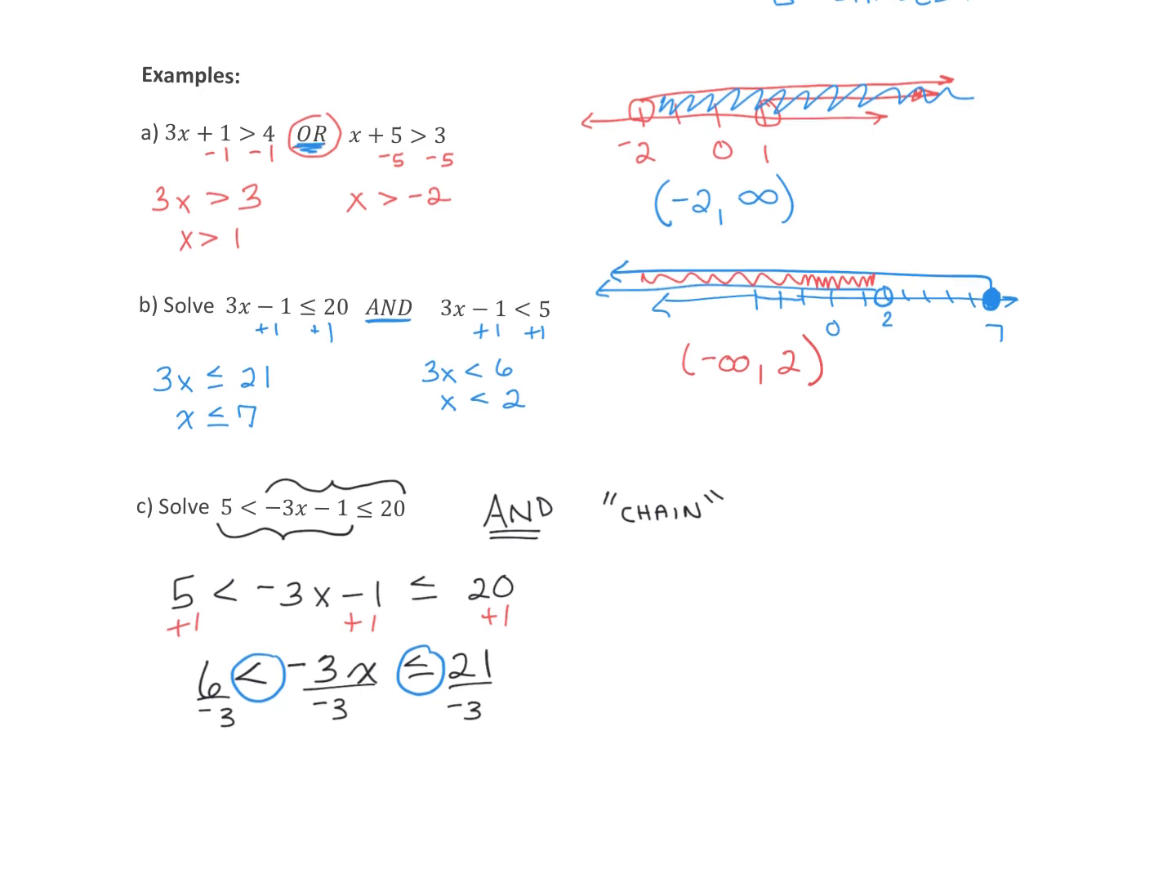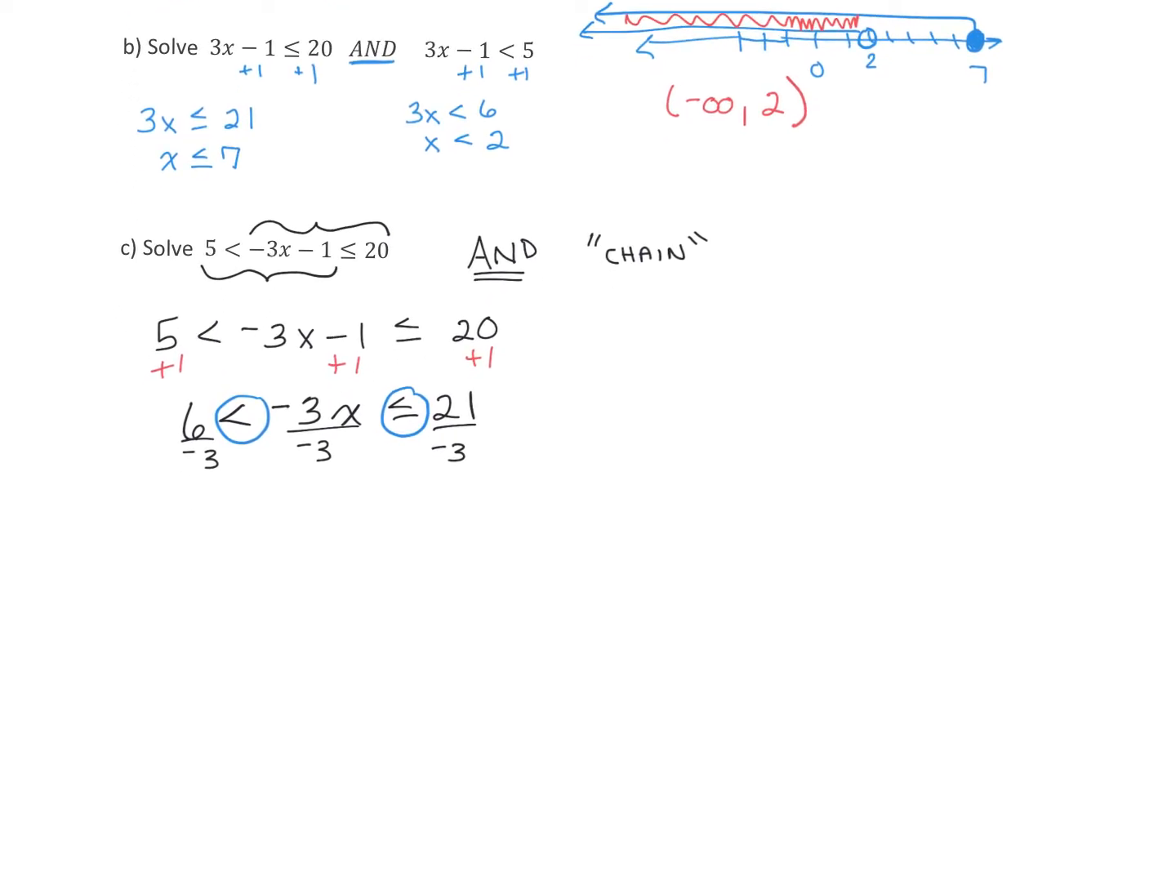That's going to give me negative 2 greater than x greater than or equal to negative 7. Now, this example is interesting because basically on our number line, we're saying that x is between negative 7 and negative 2. The negative 2 is open and the negative 7 is solid.